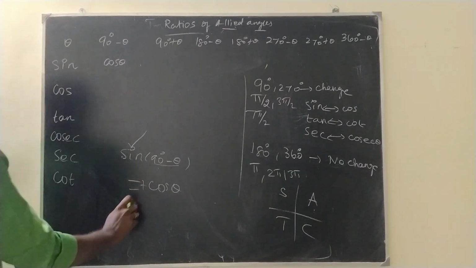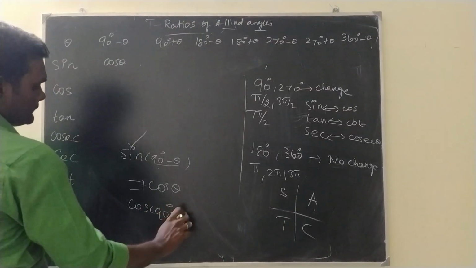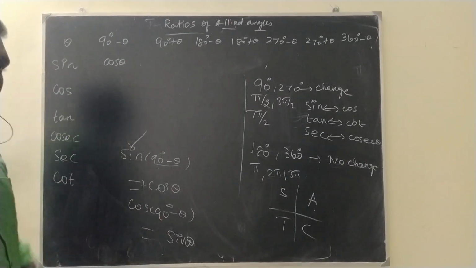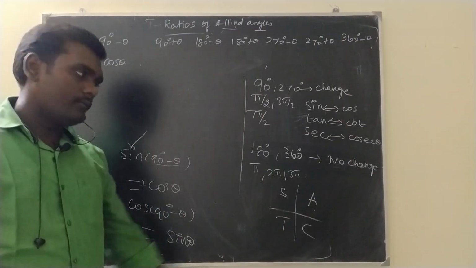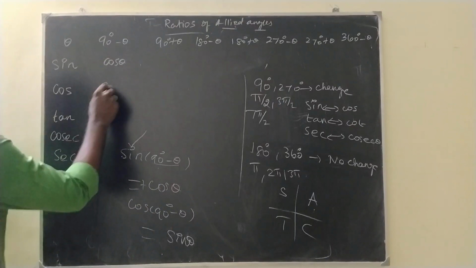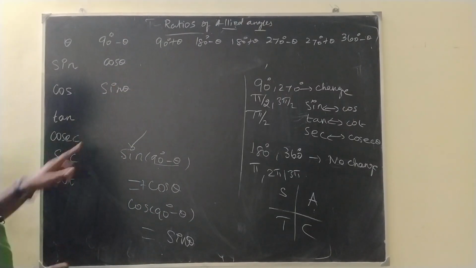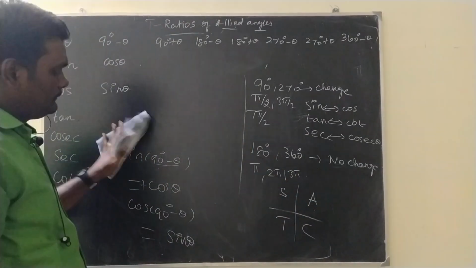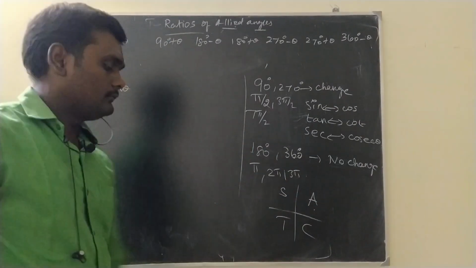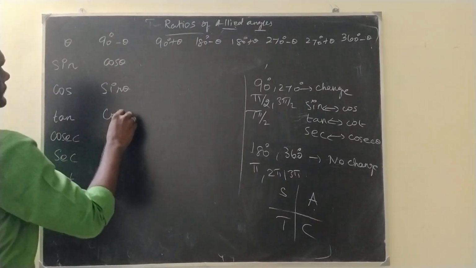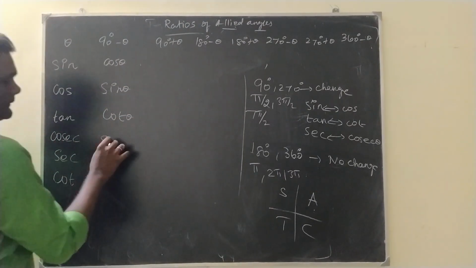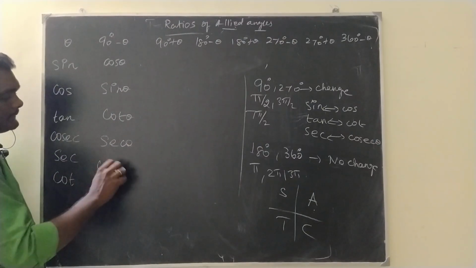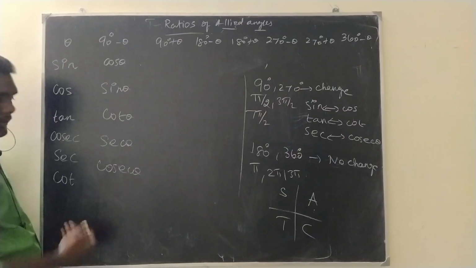Then cos 90 degree minus theta, what do you think? 90 degree means change. Sin theta. 90 minus theta is positive, so positive sin theta. Tan will change as cot. And the cosec will change as secant theta. Secant will change as cosec theta. Cot will change as tan.